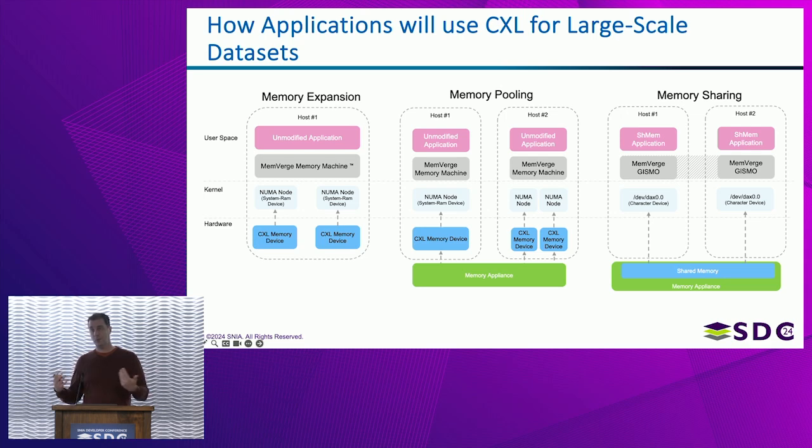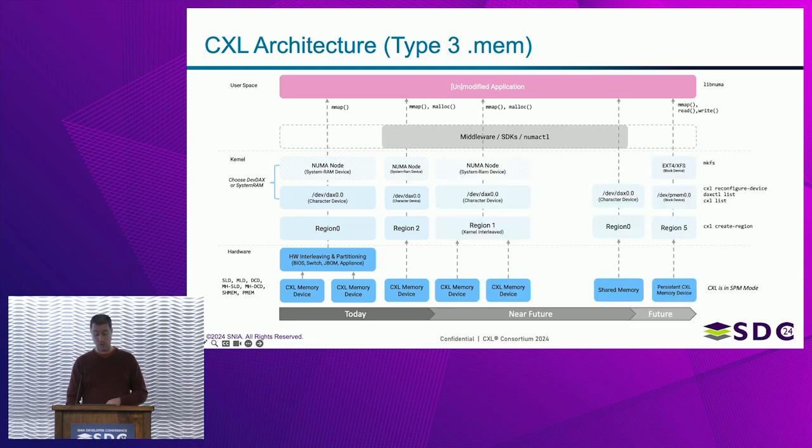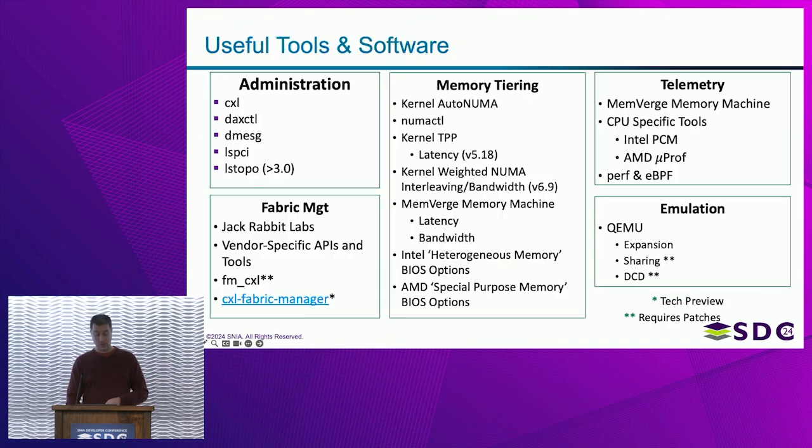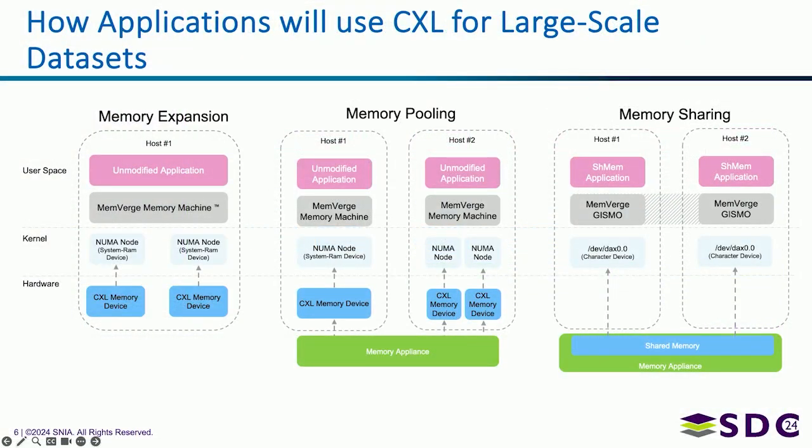So the same physical addresses are mapped to multiple hosts. So we can have multi-reader, multi-writer. Ideally, at the moment anyway, without back invalidate, we've really just got single writer, multi-reader, just because of the coherency challenges involved in this. But fundamentally, this is where we're spending a lot of our time.